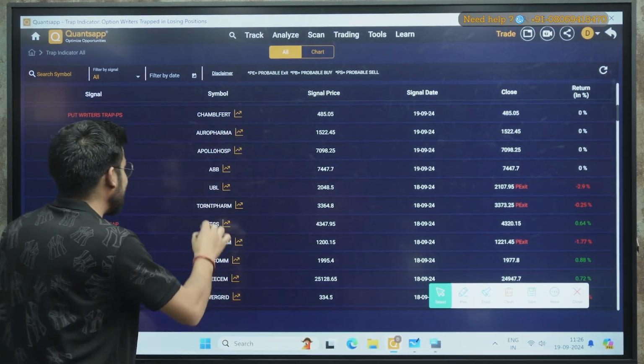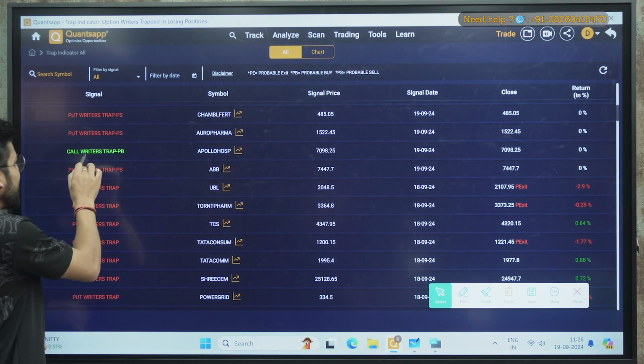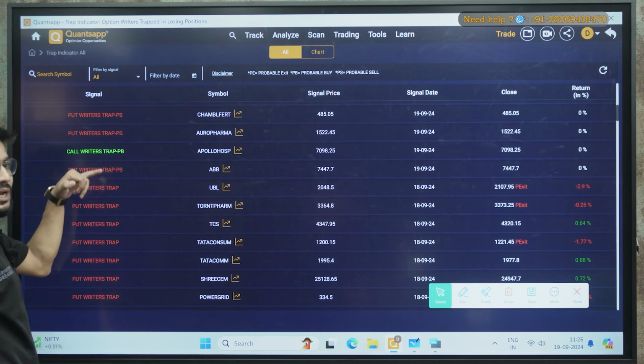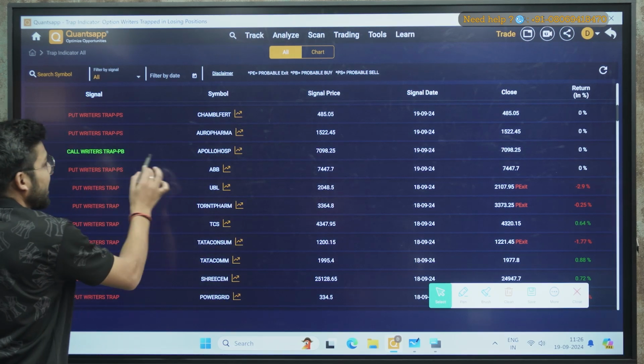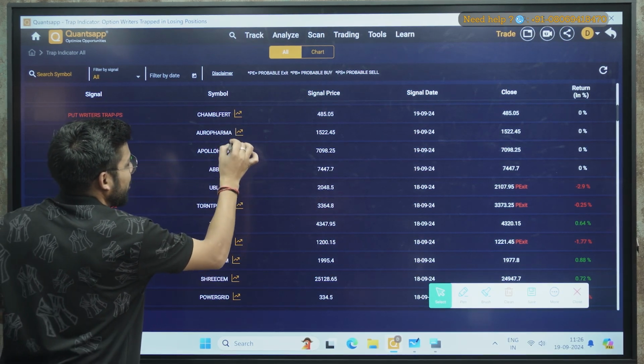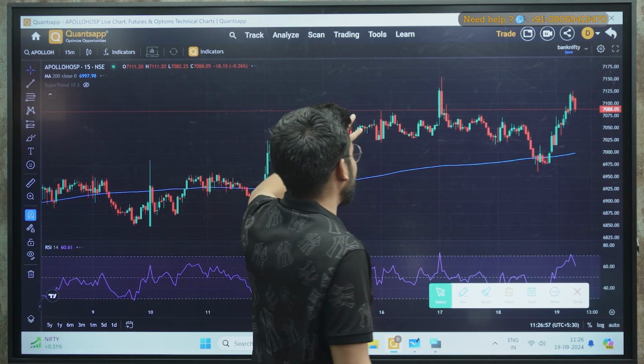Okay, now let's see it in the chart. For example, right now I'm going with this Apollo stock. For example, call writer trap, it means it is giving me an indication of probable buy. PB means probable buy. Okay, so it is Apollo, and I'll just click this signal and I can directly go to the chart.